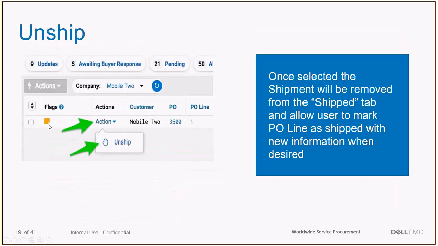Okay, now let me go to unship. For example, we are human, right? Sometimes we have typos. For example, the tracking number is wrong. Then you can click unship and correct it. But we appreciate it if you can do the right thing the first time.